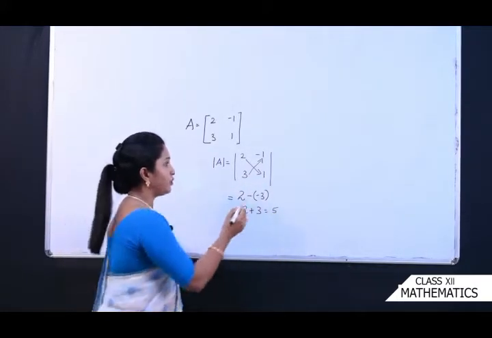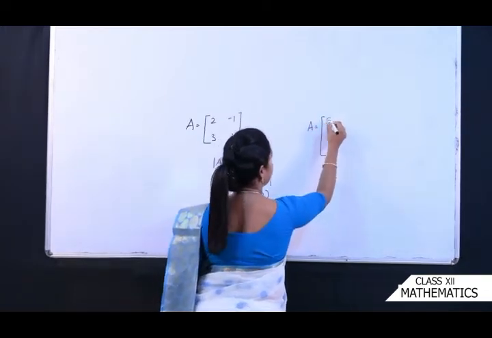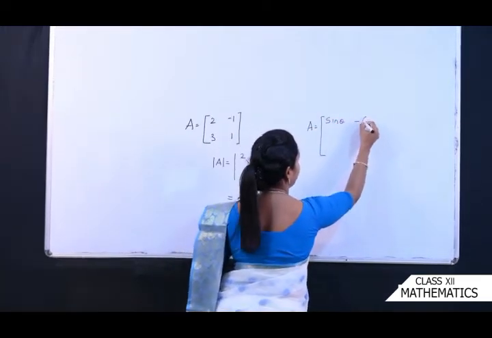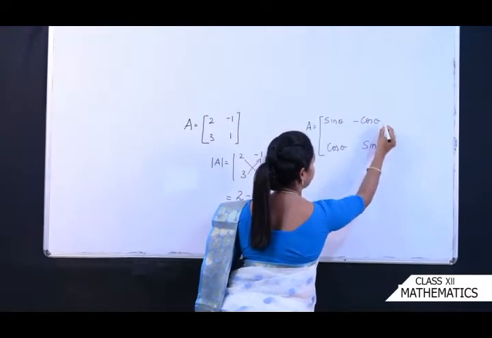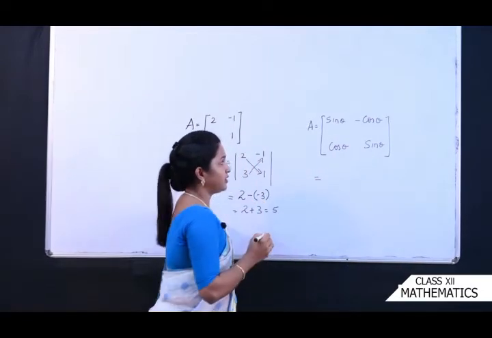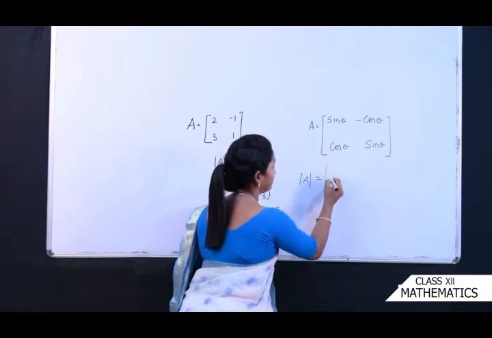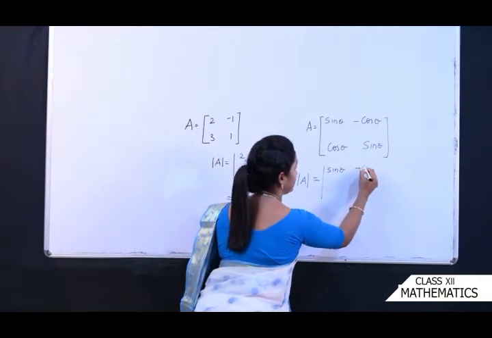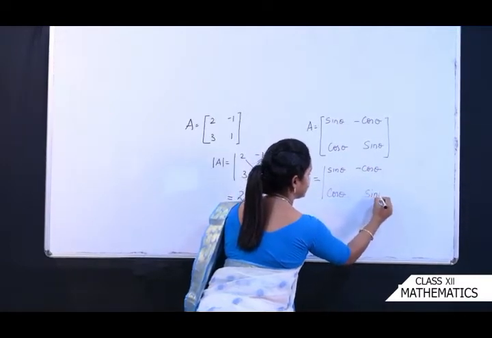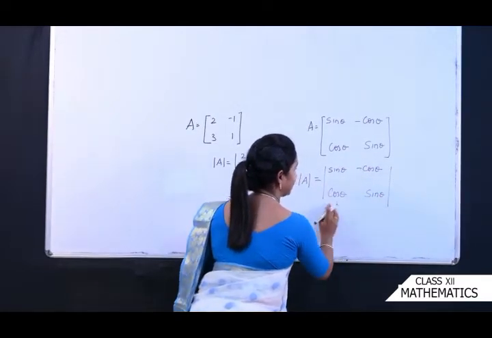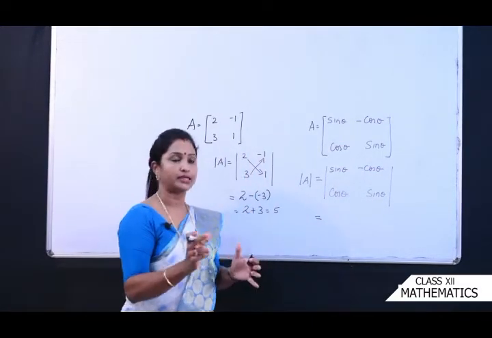Okay, let's see one more example. Suppose I'm taking one more example: sine theta, minus cos theta, cos theta and sine theta. Just see here, again I'm finding the determinant. So here it is sine theta, minus cos theta, cos theta, sine theta. First you will write it down like this. Then again the same procedure, you will cross multiply and put a minus sign in between.